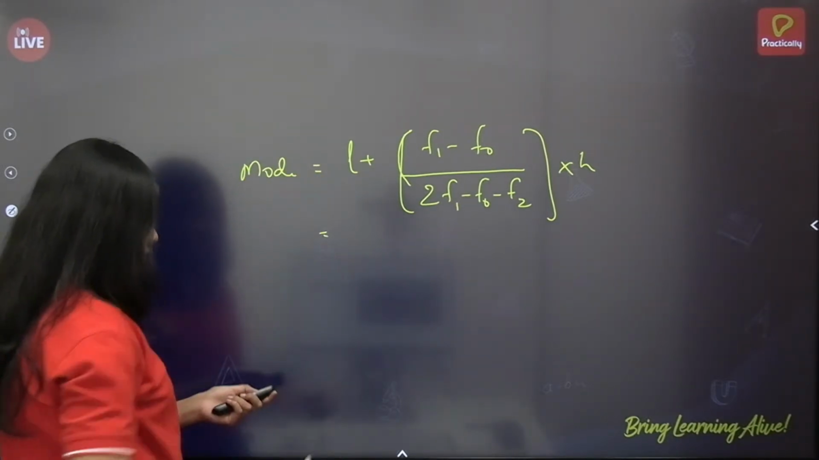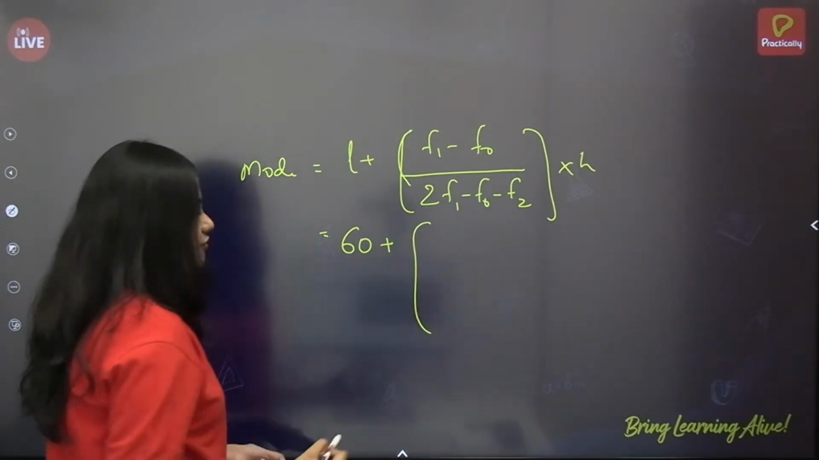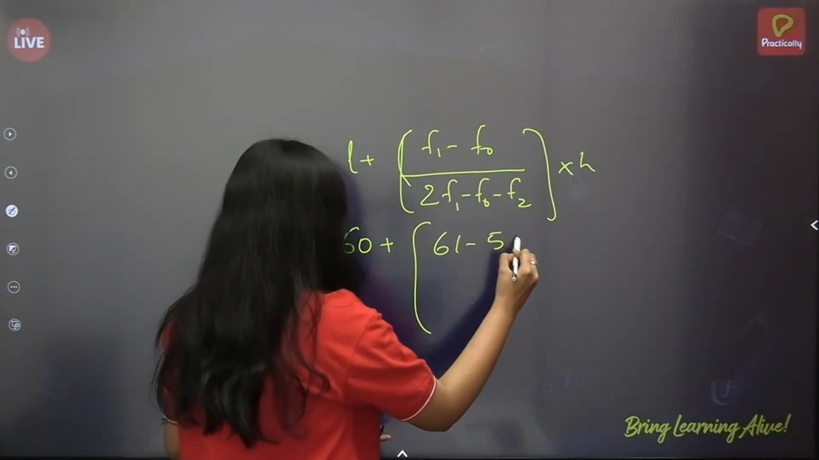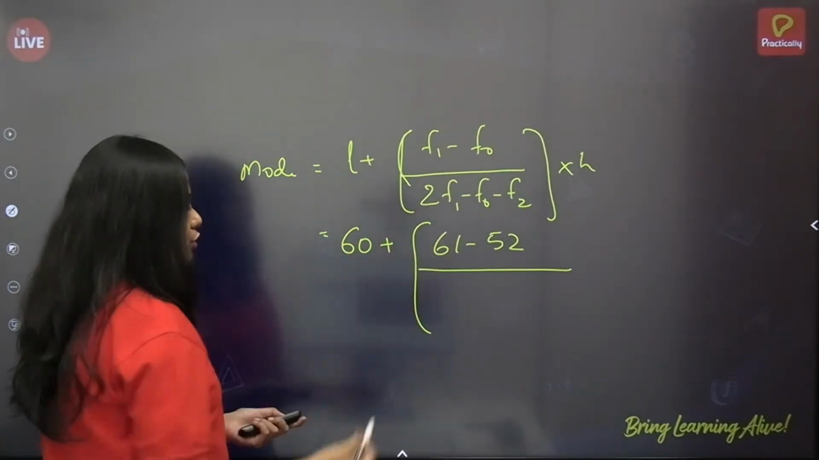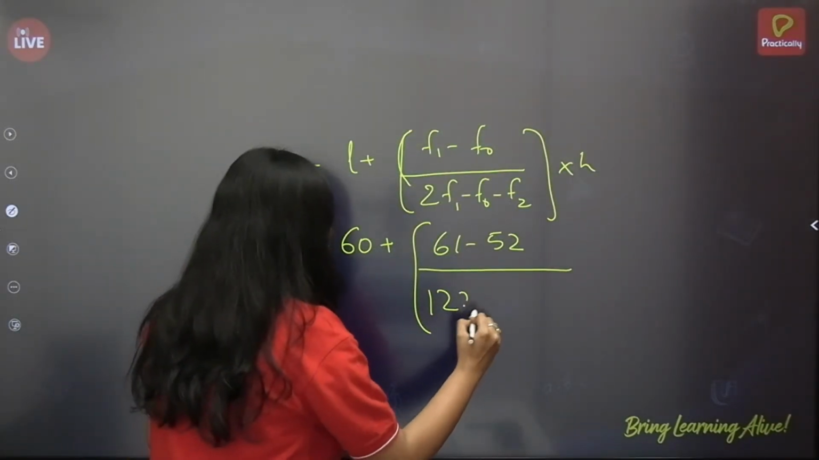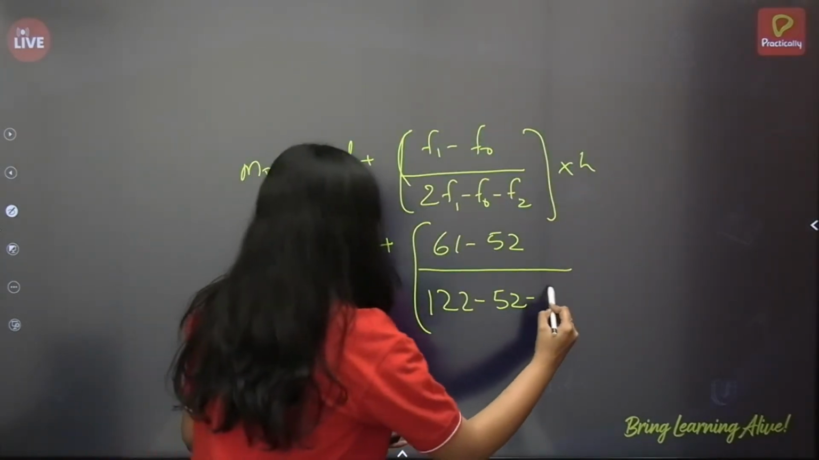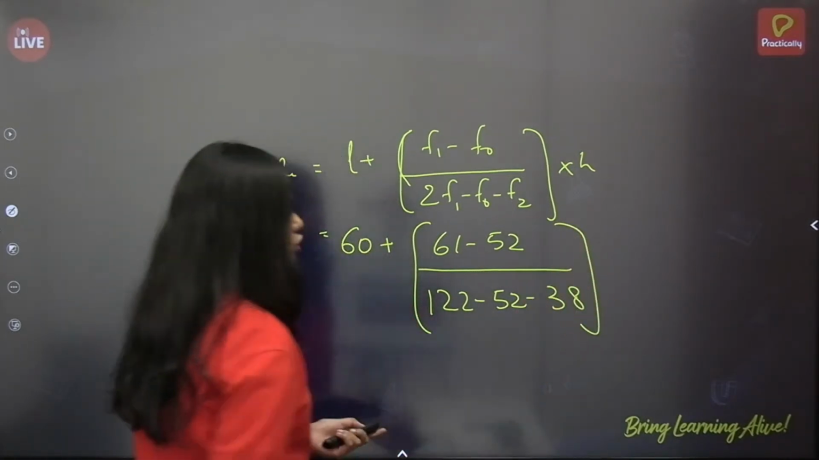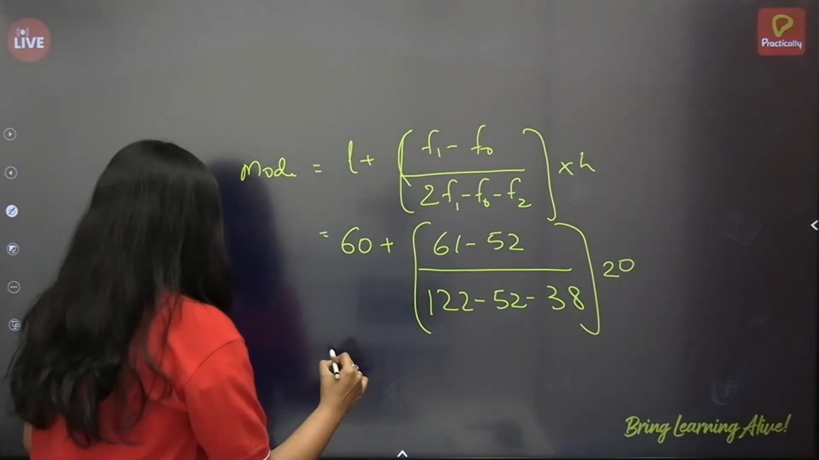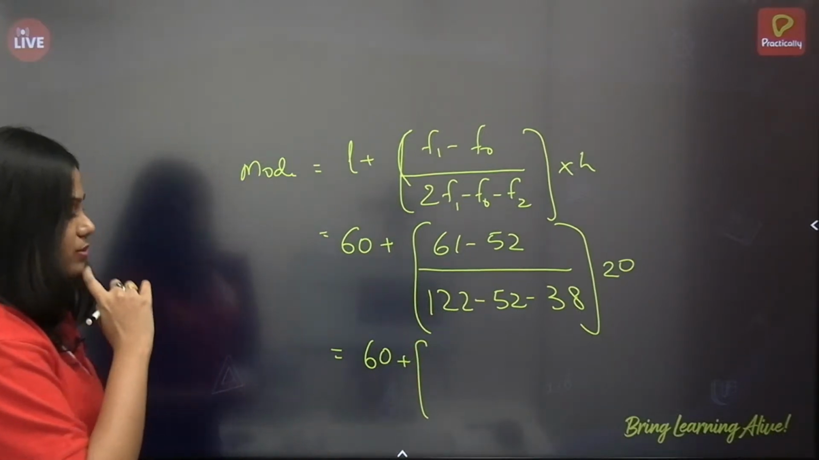Now let us find it. What is L? 60. 60 plus F1 minus F0: 61 minus 52. 2 into F1: 2 into 61, 2 ones are 2, 2 sixes are 12, so 122, minus 52. What is F2? 38. Into H. What is H again? 20. Okay, so let us solve it. 60 plus 61 minus 52 is how much? 9, correct?